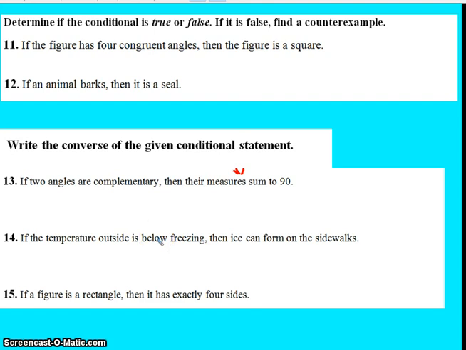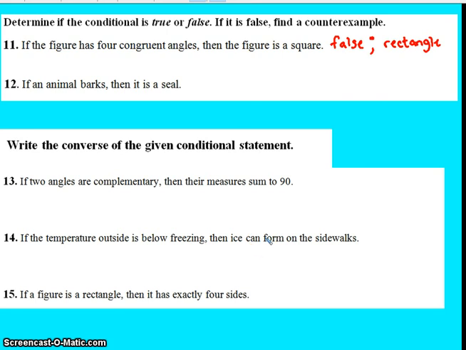Looking at number 11, it says: if the figure has four congruent angles, then the figure is a square. You read that and determine if it's true or false. This is actually a false statement. If it has four congruent angles, then it is a square. There is something else that it could be also. The counterexample would be a rectangle. A rectangle also has four congruent angles, four 90-degree angles.